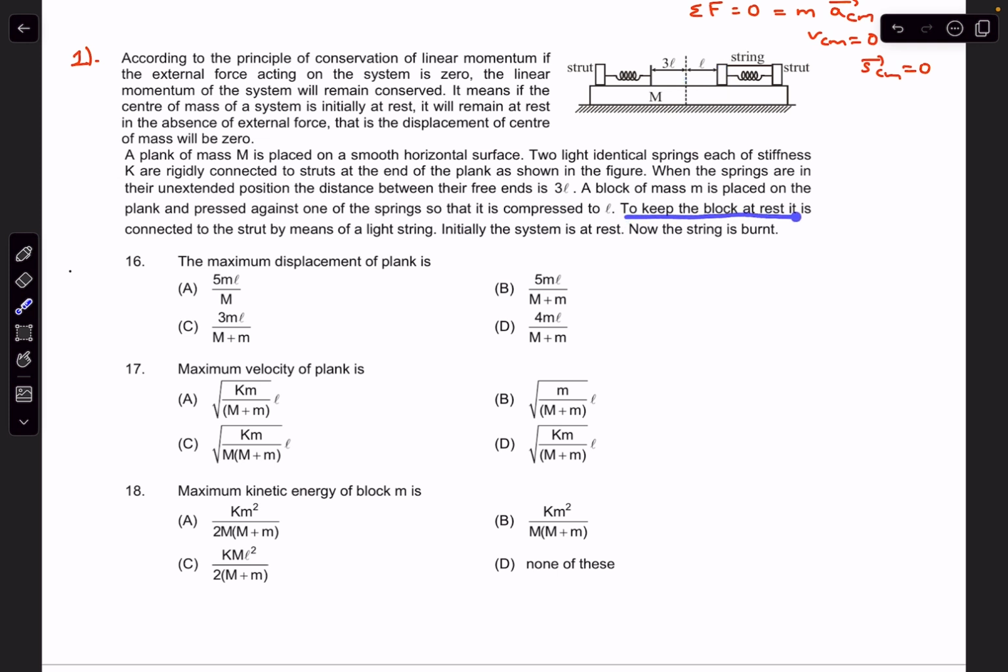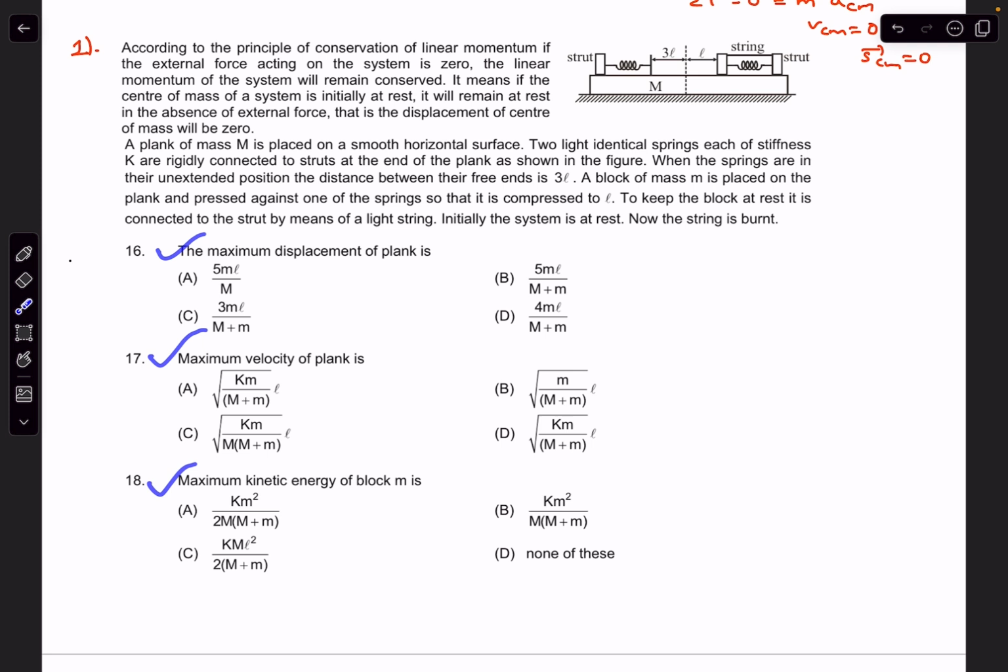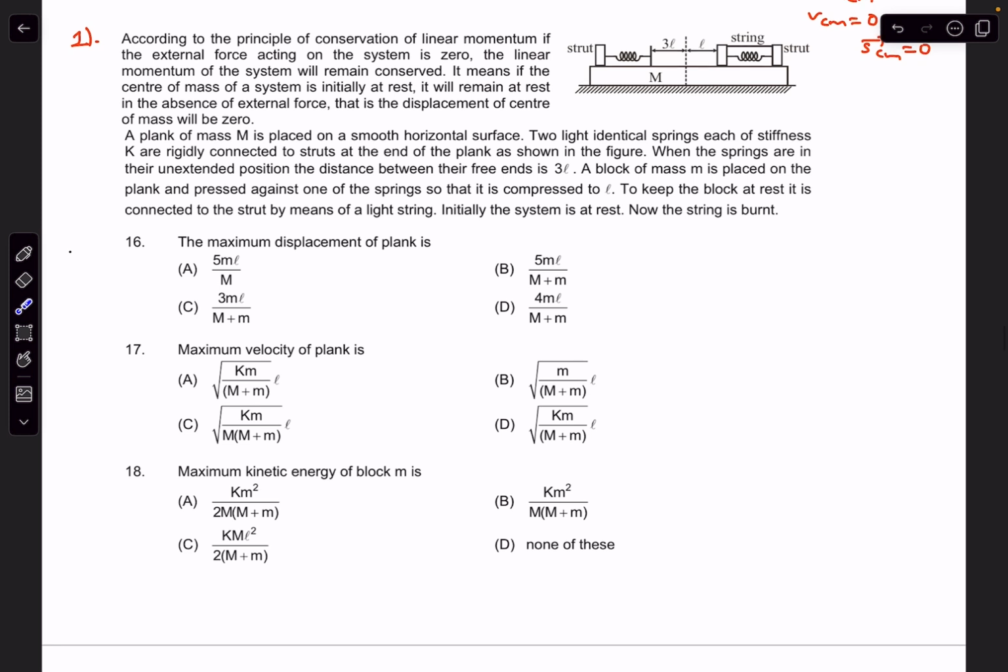And then to keep the block at rest, it is connected to the strut by means of a light string. So we connected a string to hold the mass M in place. Initially the entire system is at rest, and now it's given that the string is burnt. And we have to find the maximum displacement of the plank, the maximum velocity of the plank, and the maximum kinetic energy of the block. So give this problem a try, guys, then check out the solution.